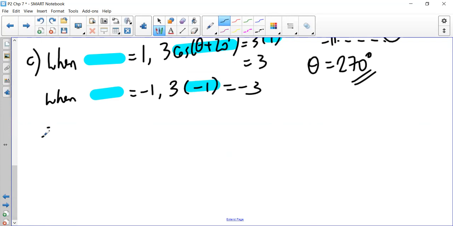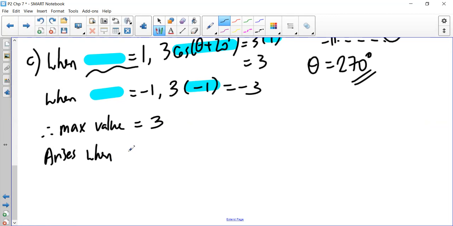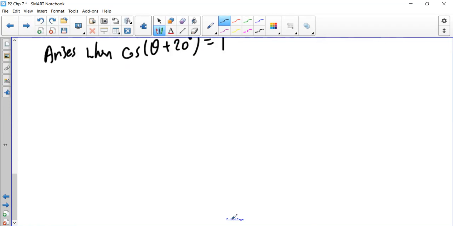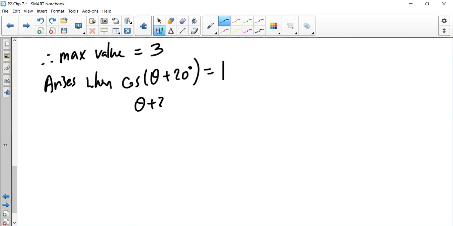So the max value in this case is 3, but the question could ask you for the min value, and then you would put -3. So when does it arise? When does it equal 3? When the highlighted part equals 1. So when cos of theta plus 20 degrees equals 1. Now it's time to find theta. So theta plus 20 degrees equals arccos of 1. Put in a calculator, arccos of 1 is 0 degrees.